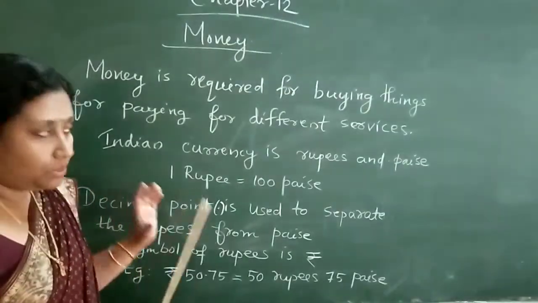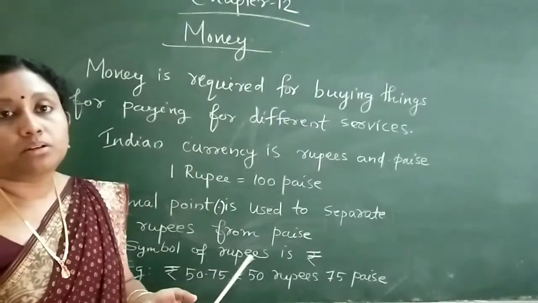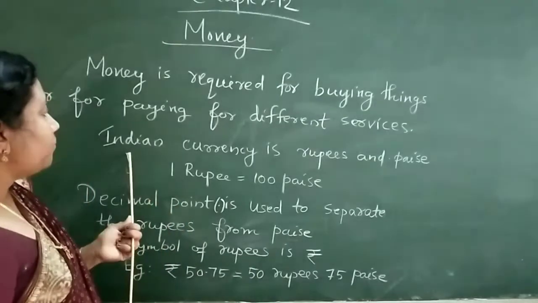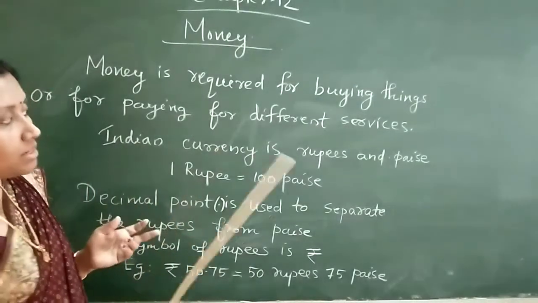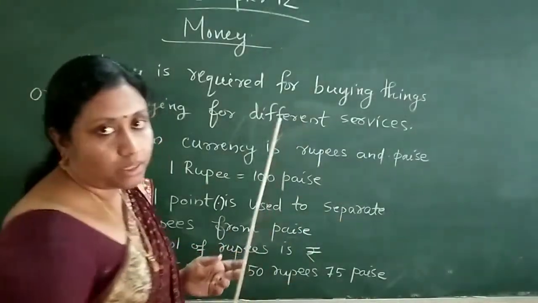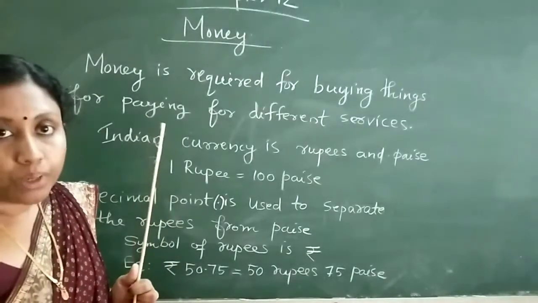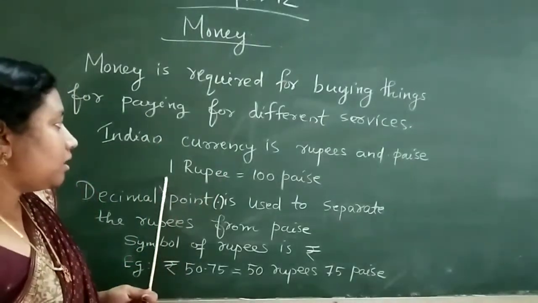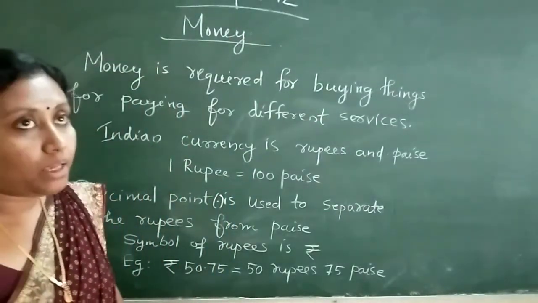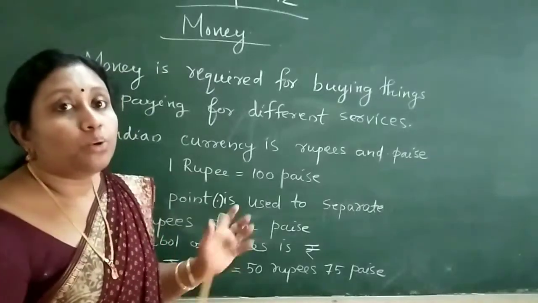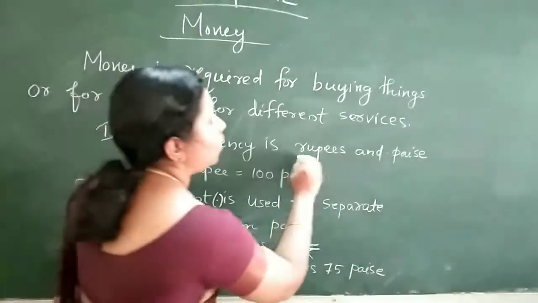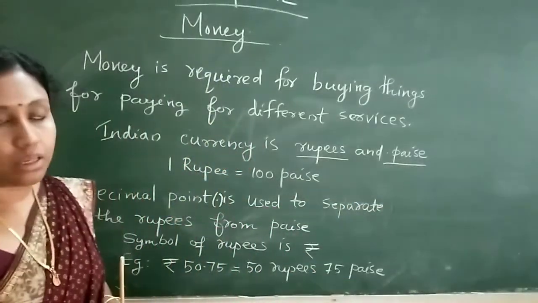In this chapter we study the addition and subtraction, different operations of money. Here in India, which currency is used? In India, rupees and paise. Then in America, which currency is used? In America it is dollar, but in European countries it is euro. But in India, in our country, we use rupees and paise.